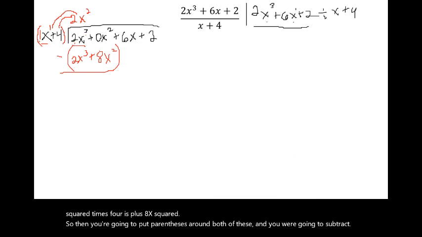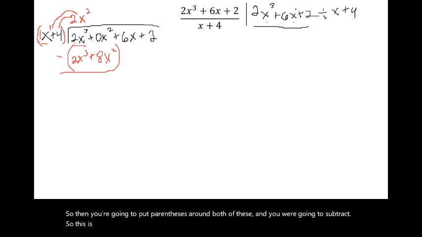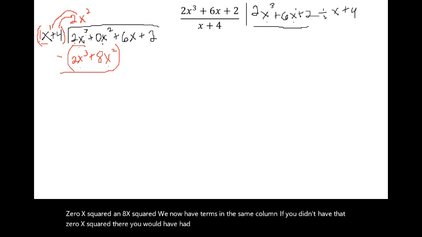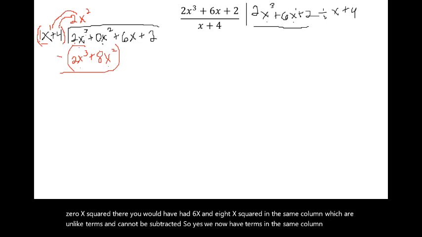So this is where you need that 0 for a placeholder, because if you notice, with 2x cubed, we have like terms in the same column. 0x squared and 8x squared, we now have like terms in the same column. If you didn't have that 0x squared there, you would have had 6x and 8x squared in the same column, which are unlike terms and cannot be subtracted. So yes, we now have like terms in the same column, so that means we're on the right track.